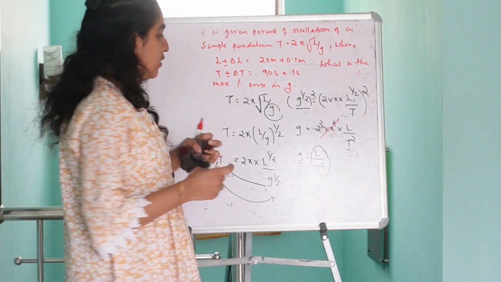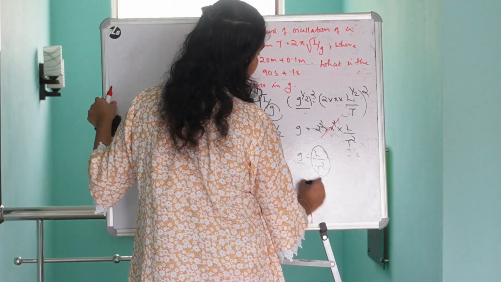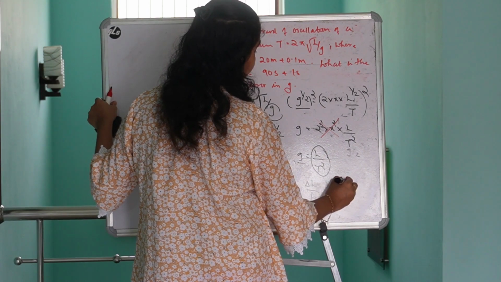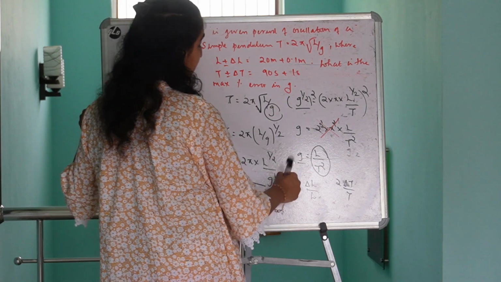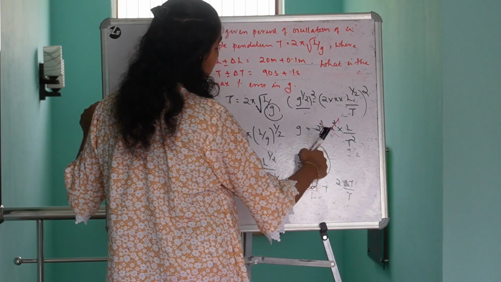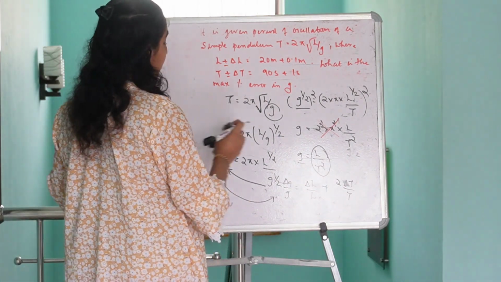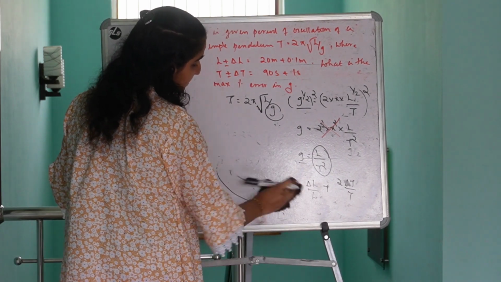When these two operations are involved, we have to consider only relative errors of the measurements. So what is the relative error of L? That is del L by L. What is the relative error of T square? 2 into del T by T. How do you find the relative error in G? Del G by G is equal to simply adding up those two relative errors of individual measurements. Is it clear up to this? Now the remaining steps are very easy.